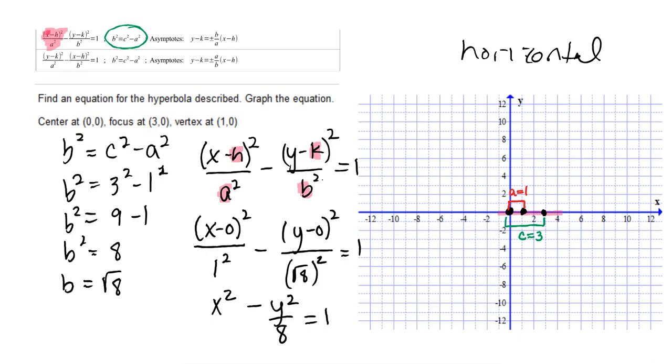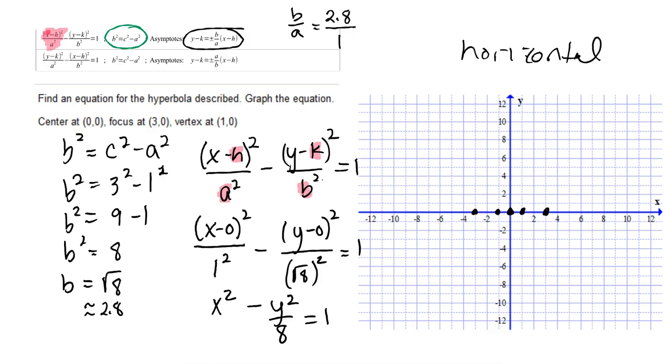So now I'll draw a more detailed graph of the hyperbola. So we have a center at 0, 0, a focus at 3, 0. So that means we have another focus at negative 3, 0, a vertex at 1, 0, and another vertex at negative 1, 0. And then from there, we really need the asymptote to help us know how to draw the hyperbola. So I'm going to use, first of all, square root of 8 is approximately 2.8. And if we look at the asymptote, it is going to have a slope of b over a. That's 2.8 over 1.